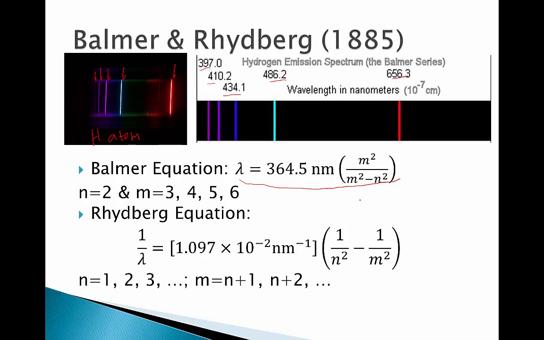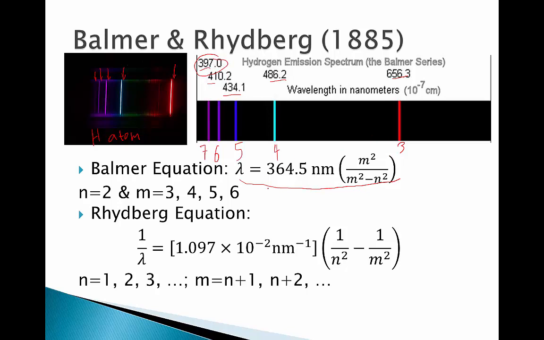Balmer found that if you take n equal 2 and then m equal 3, 4, 5, 6, you could get these different lines. So these 4 lines. And Balmer even suggested that if you stick 7 in, you would get this other color, this other wavelength, that had not been observed yet in his day. Nobody had seen this one, but Balmer predicted it was there with his equation, and lo and behold, it was found.